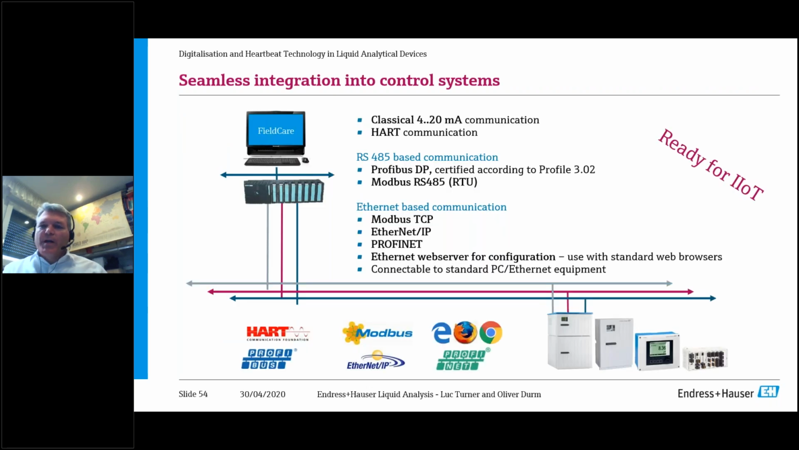Now, to bring all this information to your SCADA system, to your PLC, you need communication. So with the Liquiline platform, we support different communications, like the classical 4-20 milliamp communication, HART communication, HART 7. We also have RS485 based communication like Profibus DP, Modbus RTU, and also Ethernet based communication, where we see right now a big trend with Modbus TCP, EtherNet/IP, Profinet, and the web server.